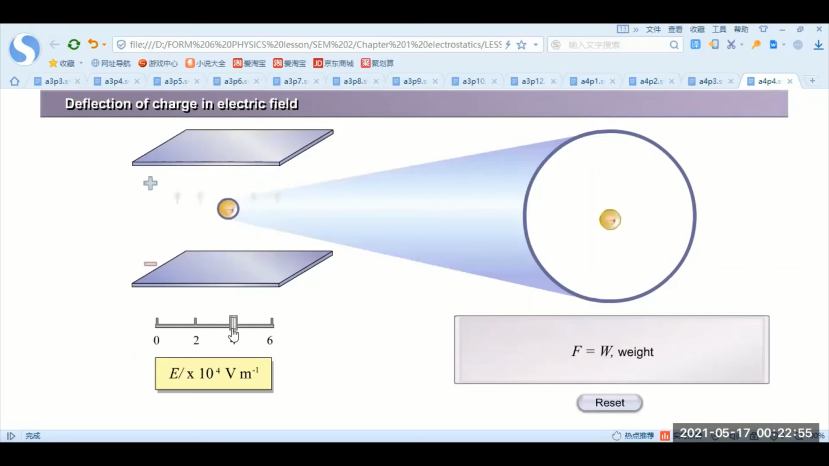Once I increase the field strength to 4, the magnitude of F and W are equal but in opposite directions, so the oil drop is balanced. In balanced forces, F equals W. What happens if F is greater than W? Then the oil drop will move in the opposite direction, toward the side of the greater magnitude of force.